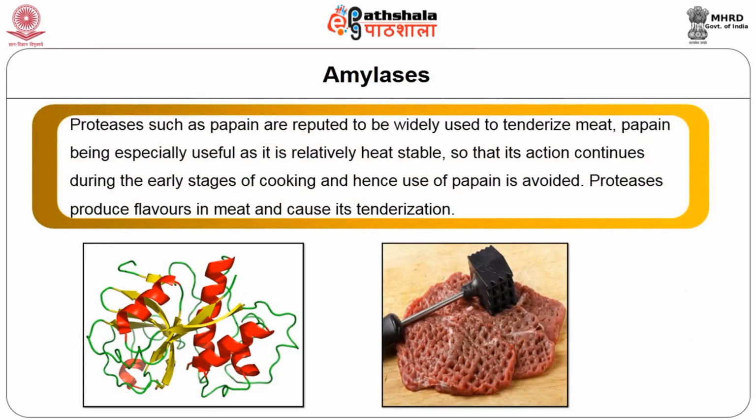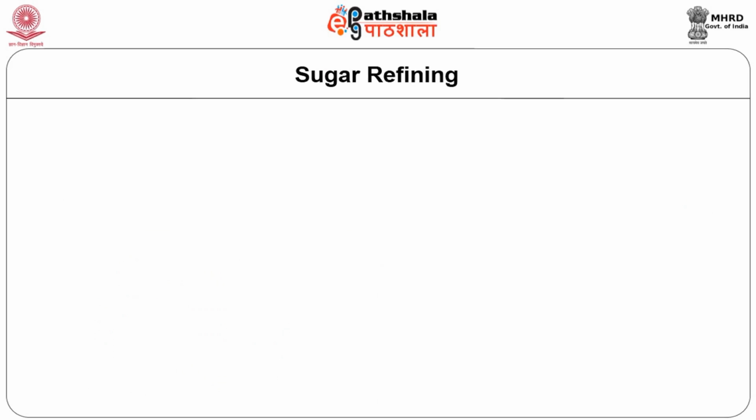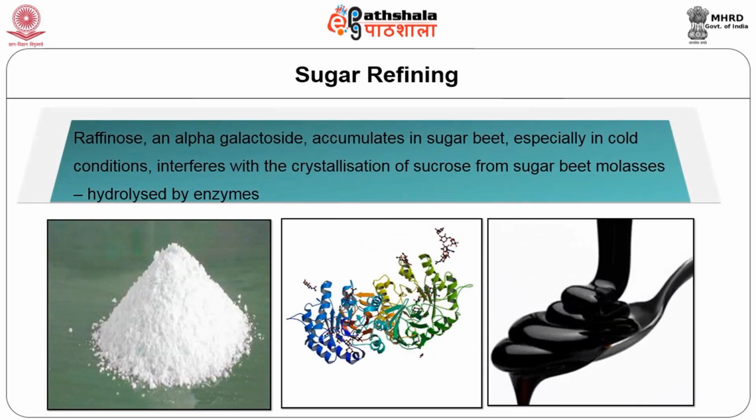Proteases such as papain are reputed to be widely used to tenderize meat, papain being especially useful as it is relatively heat stable, so that its action continues during the early stages of cooking. Proteases produce flavors in meat and cause its tenderization. Sugar refining: raffinose and alpha galactosidase accumulate in sugar beet, especially in cold conditions, and interfere with the crystallization of sucrose from sugar beet molasses.